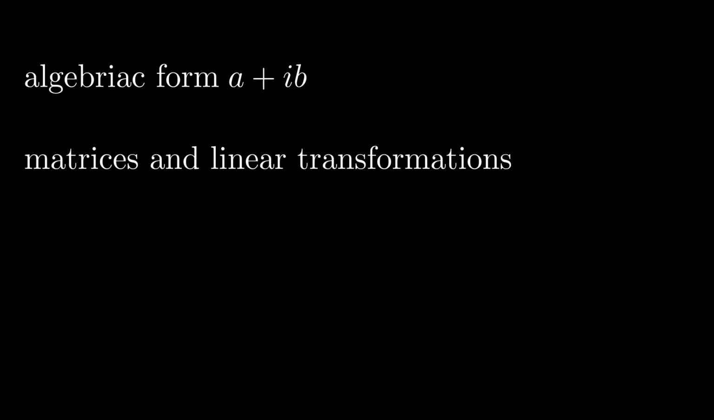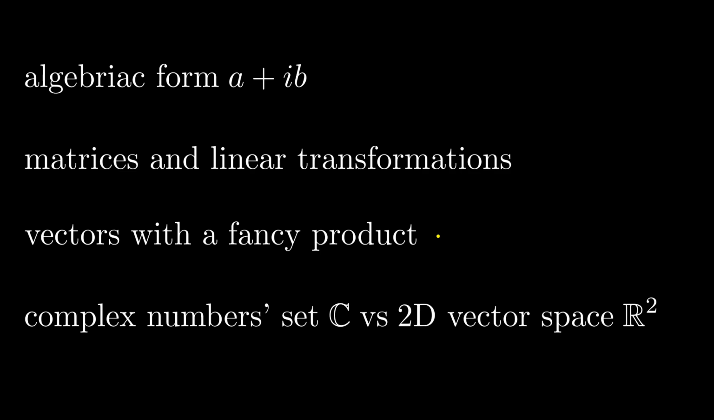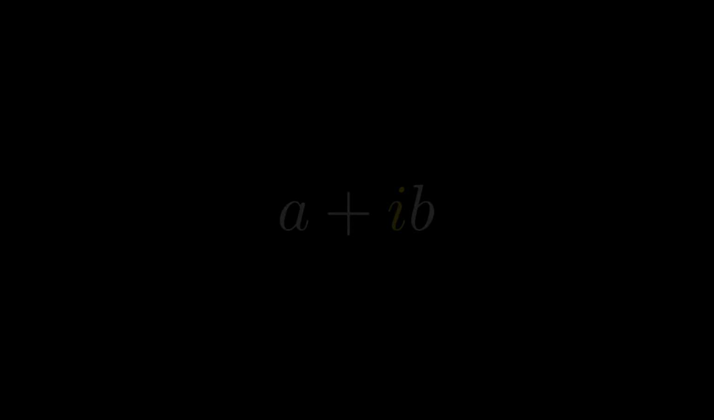In fact, they seem to behave like matrices and linear transformations. In particular, they can be seen as vectors and i as a matrix. Then we'll see why complex numbers can be viewed as vectors with a fancy product. In fact, this is probably the most rigorous approach. And then we'll see the difference between the complex plane, the complex numbers, and the two-dimensional vector space R squared.